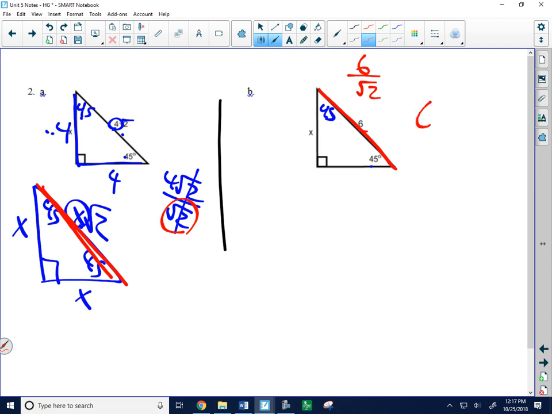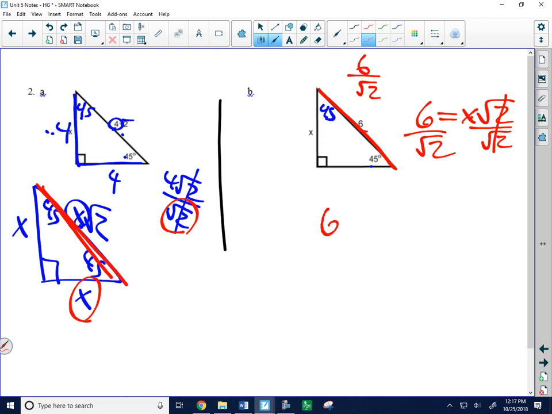I can just set 6 equal to x radical 2. And then what I'm trying to find is one of the legs, which is x. And so I can divide by radical 2. So what I'm saying is if you just know to divide by radical 2, great. Otherwise set the hypotenuse equal and divide, and you'll get x is 6 over radical 2. Did you have a question?